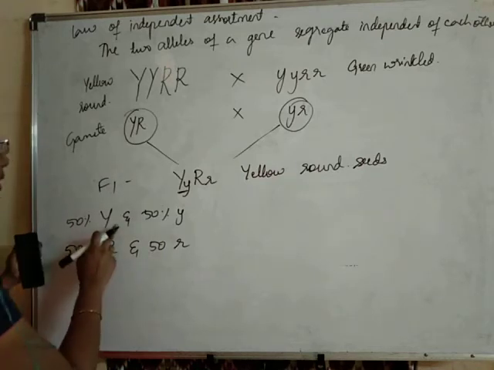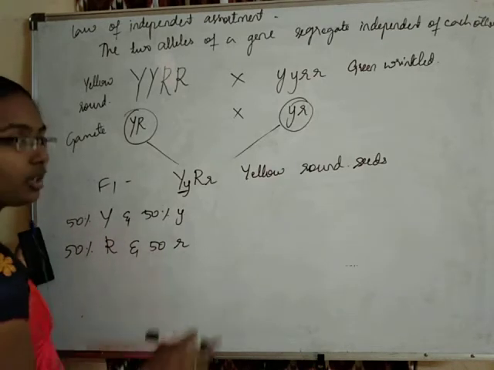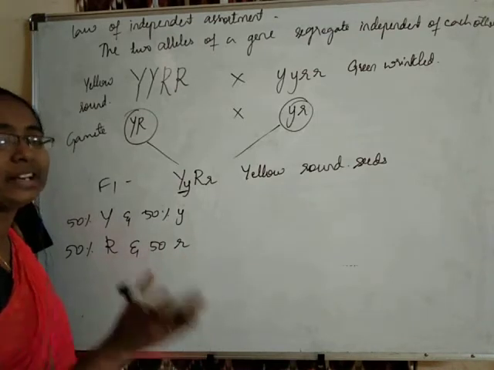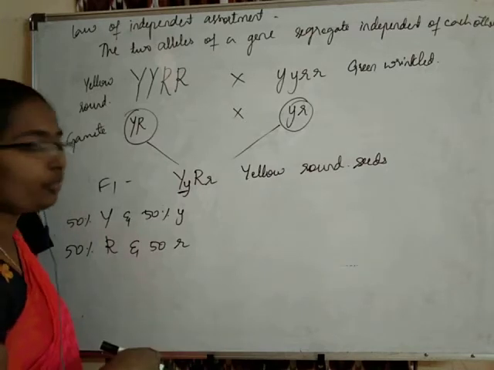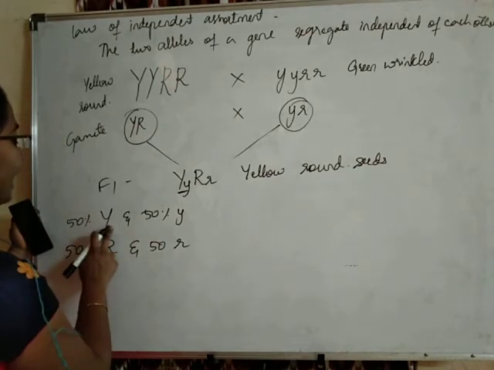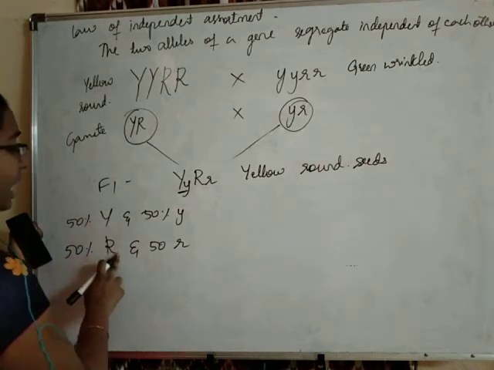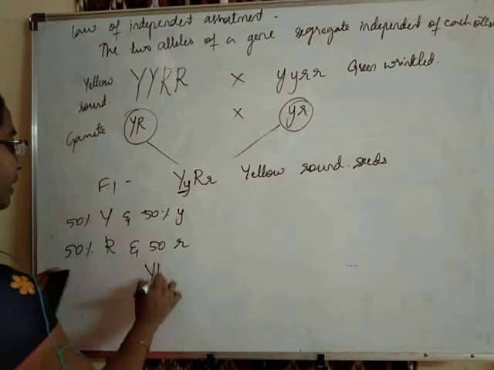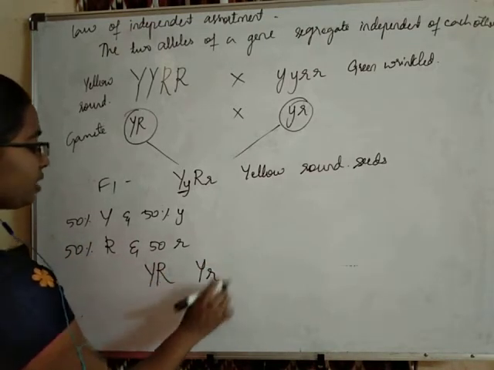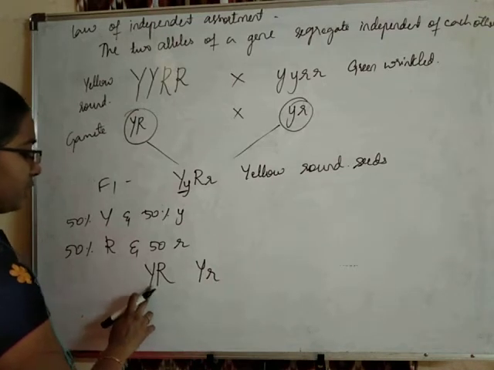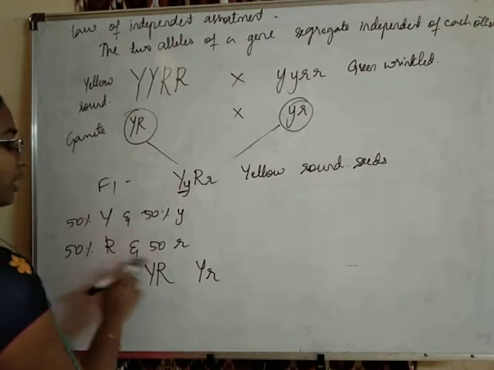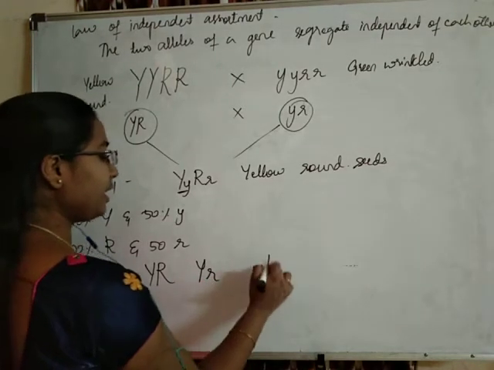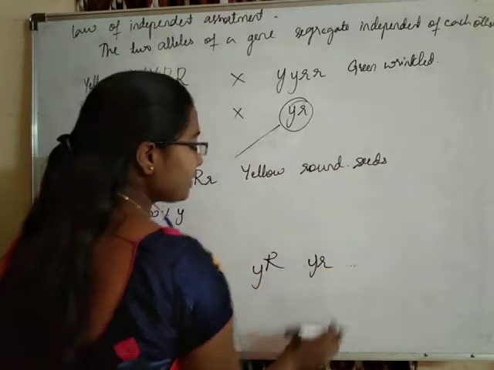Okay. So, that means there is an equal chance for every allele to go into a gamete, and half of the gametes will contain each type of allele. So, this capital Y allele may contain along with it capital R or small r. Capital Y alleles may contain capital R or they may contain small r. Same is the case with small y. Small y may contain capital R or small r also.